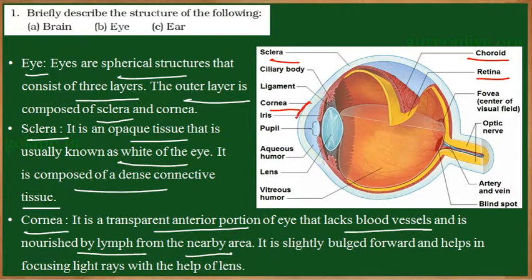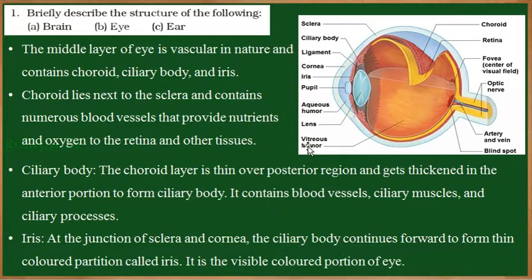So we can see this is slightly bulged forward and helps in focusing the light rays with the help of the lens. Just below this there will be a lens. So it is bulged forward so that the light rays are focused onto the lens. Now this too comes in the first layer of the eye, that is sclera. Sclera and cornea become the outermost layer. So this cornea portion is only present in the anterior end, which is slightly bulged.